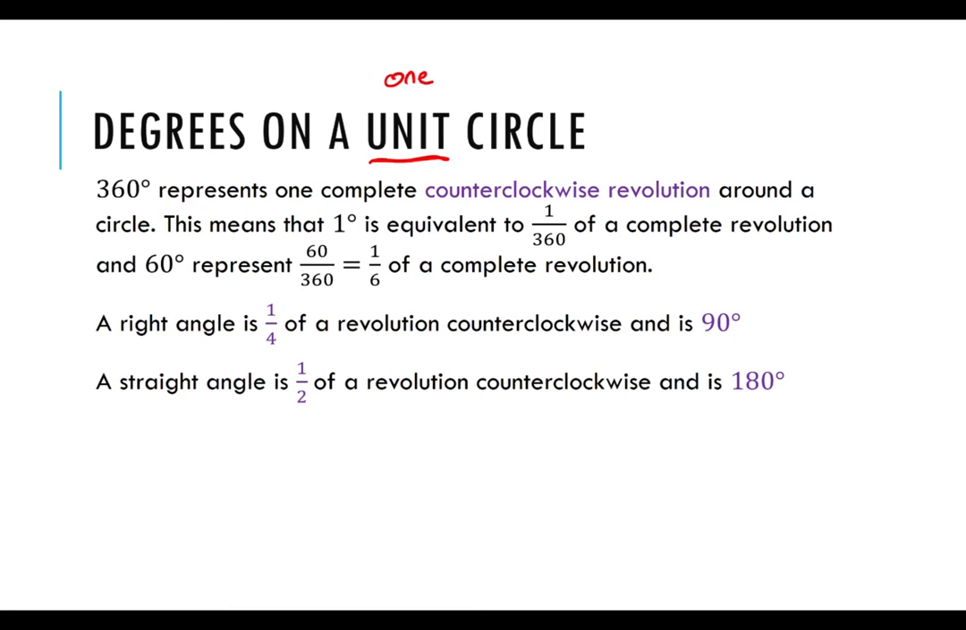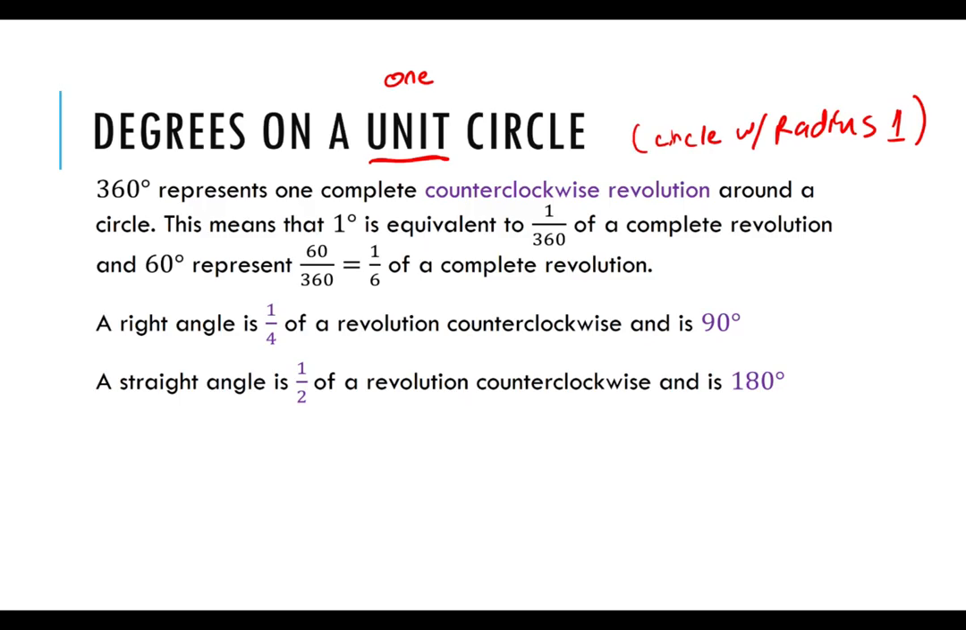Well, the deal is that when we say unit circle, what we actually mean is a circle with radius 1. And so anytime we hear unit circle, that automatically means you're dealing with a circle that has a radius of 1. Well, after that, remember that with degrees, 360 degrees is one complete counterclockwise revolution around a circle. That is, 1 degree is equivalent to 1/360th of a complete revolution.